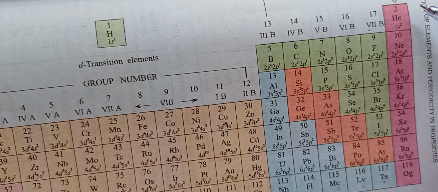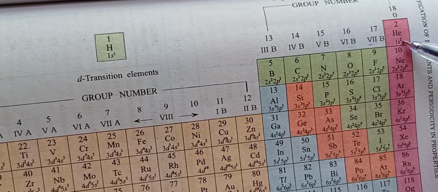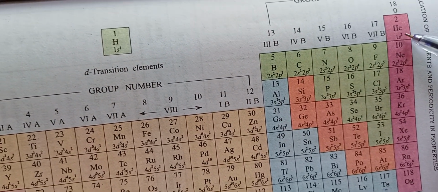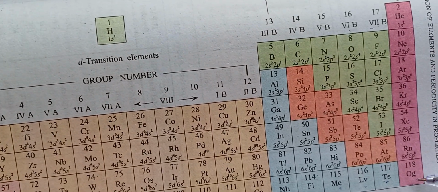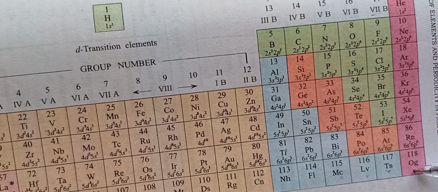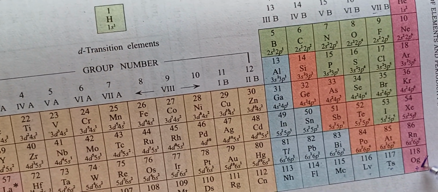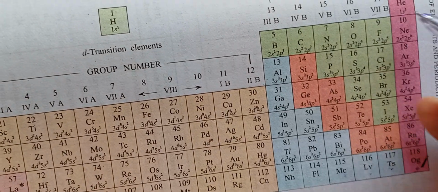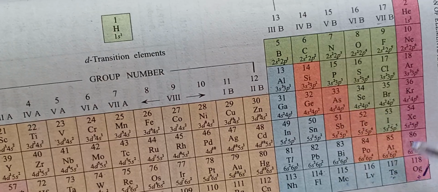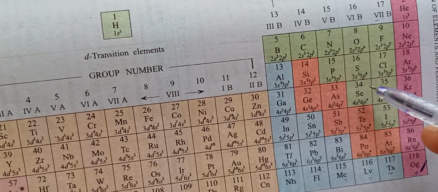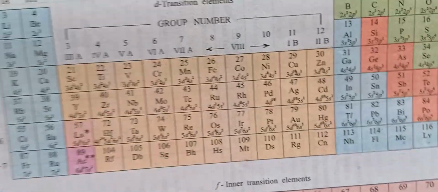Next, this 18th group, that is 8B group, otherwise called zero group elements, also called noble gases, also called inert gases: helium, neon, argon, krypton, xenon, radon, oganesson, Og, nothing but oganesson. That is 118. So the last element, oganesson Og, comes under which group? Eighth group, 8B, all right, and it comes under P block elements. Okay, now P block elements are on the right side. Now at the center you will be noticing D block elements.